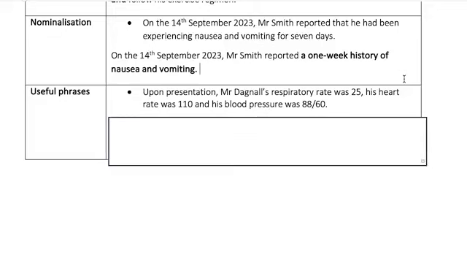Upon presentation, Mr. Dagnall's respiratory rate was 25. His heart rate was 110 and his blood pressure was 88/60. Okay, so is there a way that I could be more concise here? Now you might say he's got a high respiratory rate, he's got a high heart rate, and he's got low blood pressure. So you could say hypertension maybe, if you wanted to there.